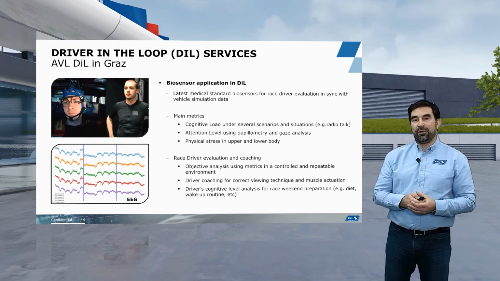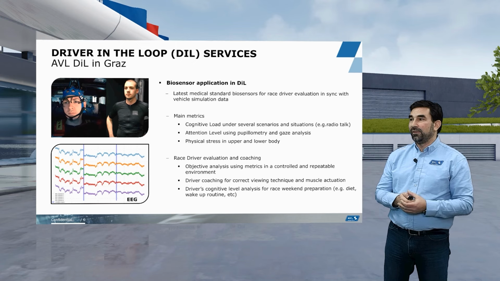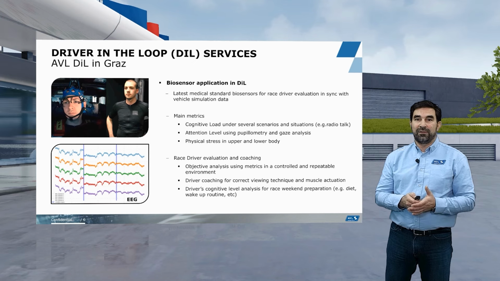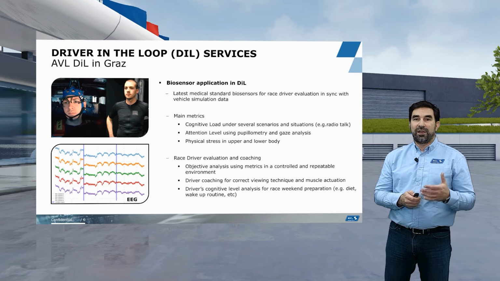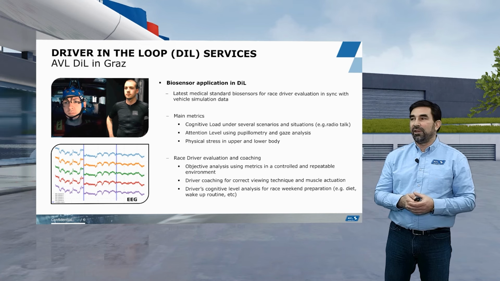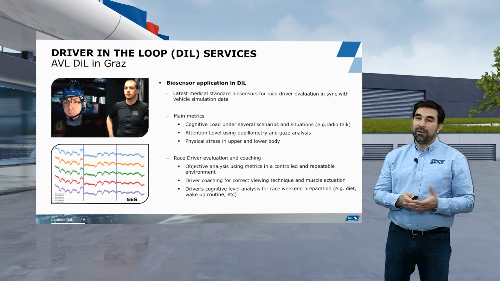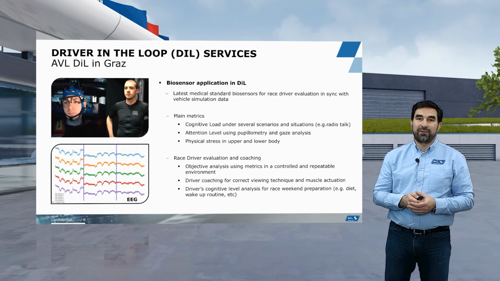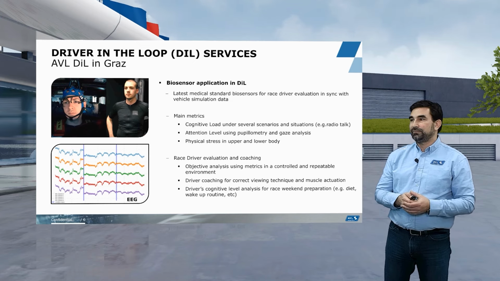The main metrics we are looking at is, on the one hand, the cognitive load under different scenarios and situations. For example, if the driver is under stress because he needs to transfer information to the engineer, or he needs to digest an information that he just got from the engineer. The second thing we're looking at is the attention level, and the third one is obviously the physical stress on the body, on the muscles.